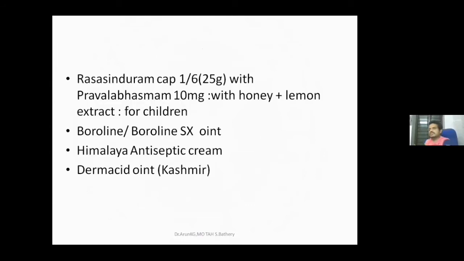Rasasindooram we can safely administer in this dosage, 1 by 6, 25 gram, like that. We can mix it with 10 milligram of Pravala Bhasma, and in honey or lemon extract we can give, to make it more palatable.